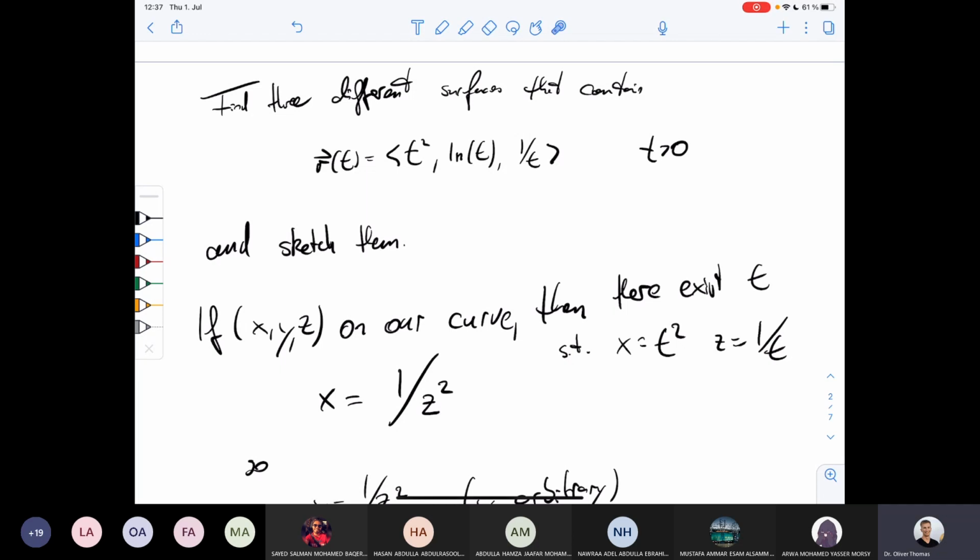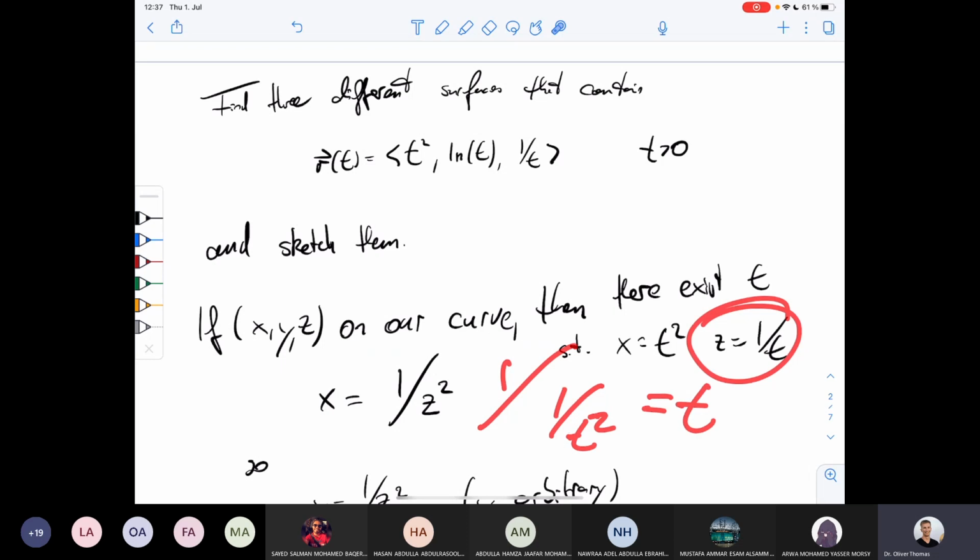Now we want to find a relation between x and z. And they already look pretty similar, right? I mean, there's no crazy functions going on. Here we have a t squared, and here we have a 1 over t. And if we square z, then we get 1 over t squared, which is almost x. So the only thing that we need to do is we need to take 1 over z squared, right? If we now just plug in the actual values, then on this side we get t squared, and on this side we get 1 over 1 over t squared, which is t squared.